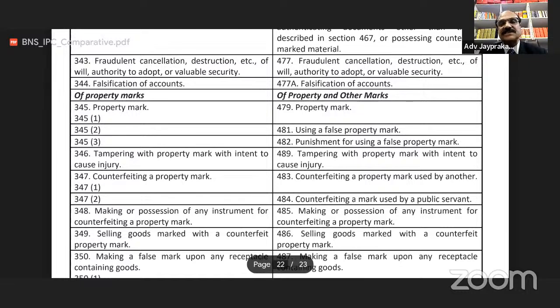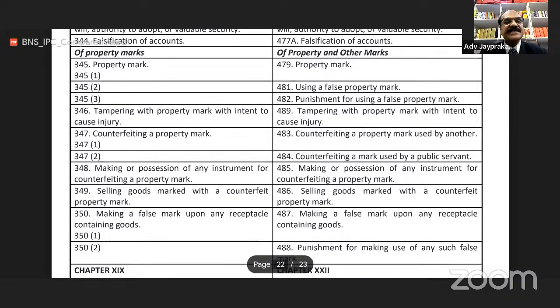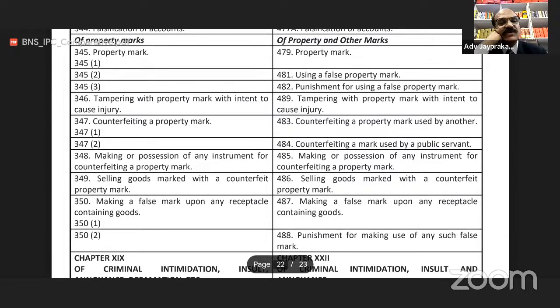Property marks, property and other marks in IPC. BNS section 345, property marks; earlier section was in IPC 479. BNS section 345(2), using false property marks; its earlier section was in IPC 481. BNS section 345(3), punishment for using false property marks; its earlier section was in IPC 482.